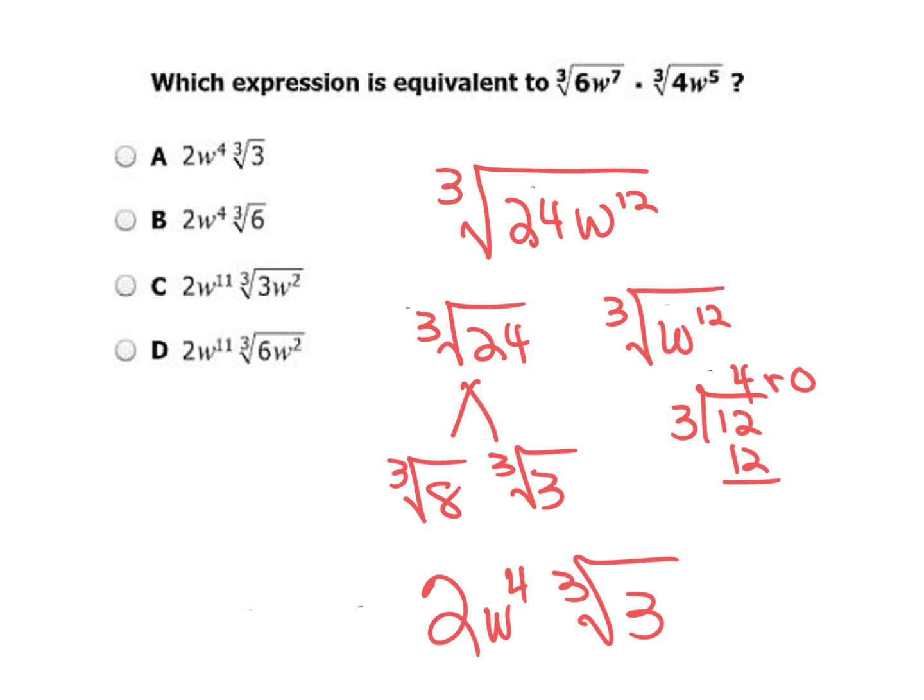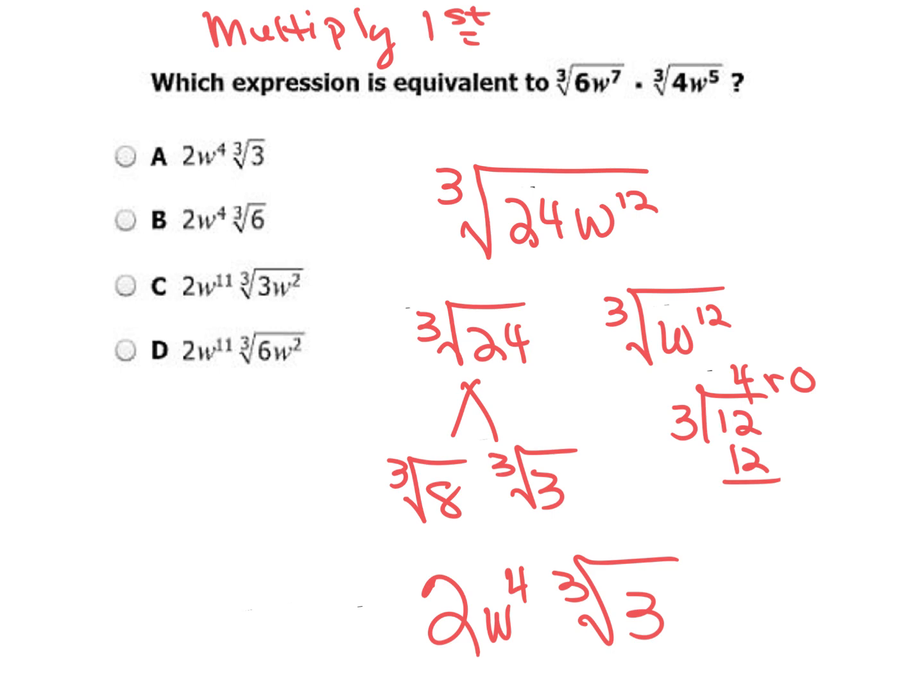All right, on this one, we're going to talk about what to do if we're multiplying 2 cube roots together. First thing you want to do is you want to multiply first. Okay, that means that you're going to take the 2 and you're going to multiply what's inside together and put it under 1 cube root. So we have the cube root, 6 times 4 is 24. W to the 7th times W to the 5th. I have to remember that I'm adding those degrees to get W to the 12th power.